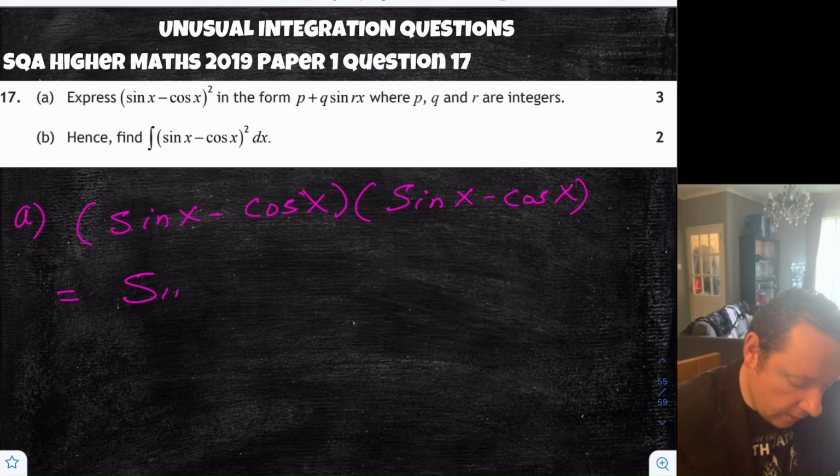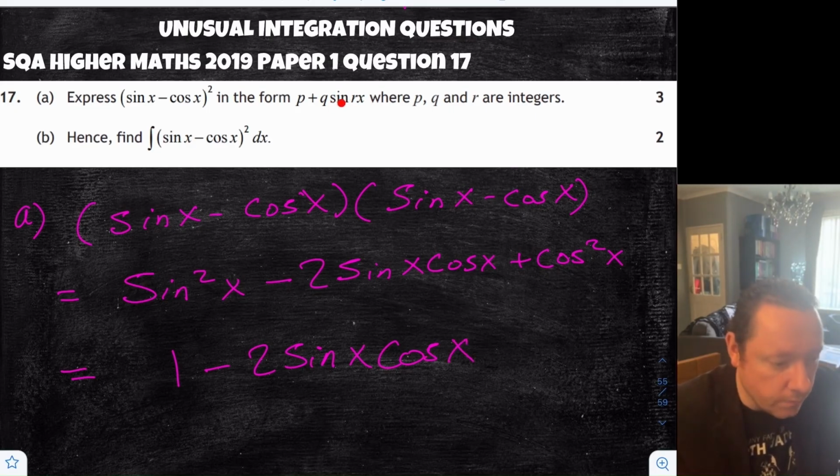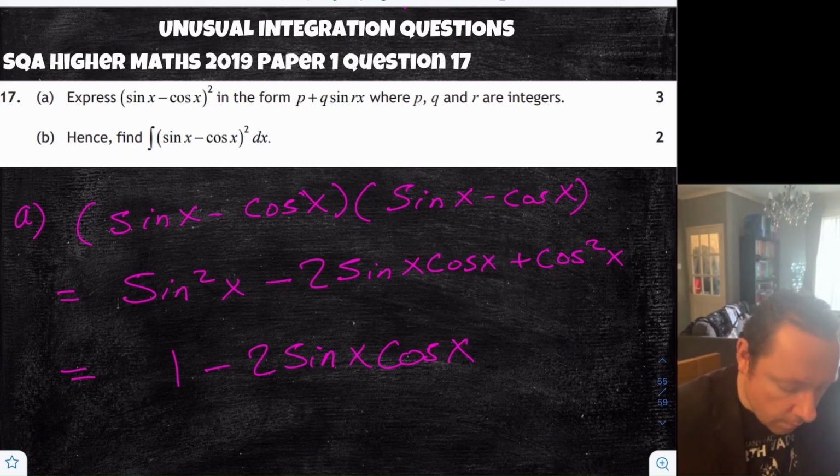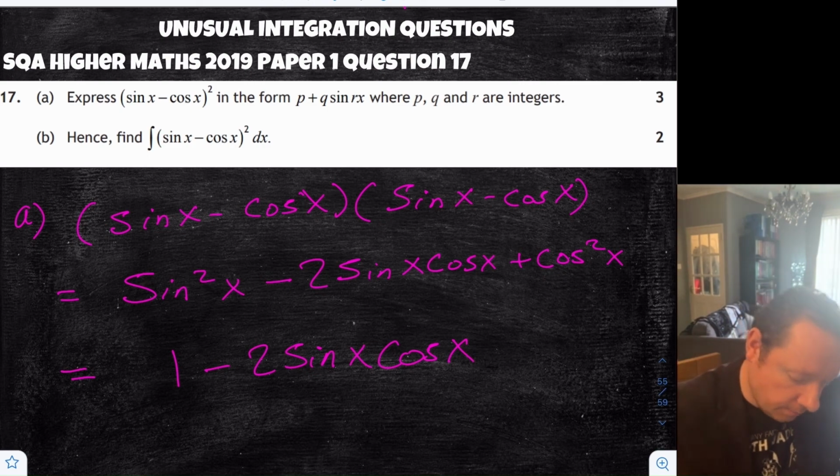That equals sin squared x. Sin x times minus cos x, and then minus cos x times minus sin x is minus 2 lots of sin x and cos x. And then minus times a minus is a plus, so plus cos squared x. But we know that sin squared plus cos squared equals 1. So we get 1 minus 2 sin x cos x. We're almost there. There's no cos in this at all. But look at the start of the exam paper. Sin 2x is 2 sin x cos x. So that is equal to 1 minus sin 2x.